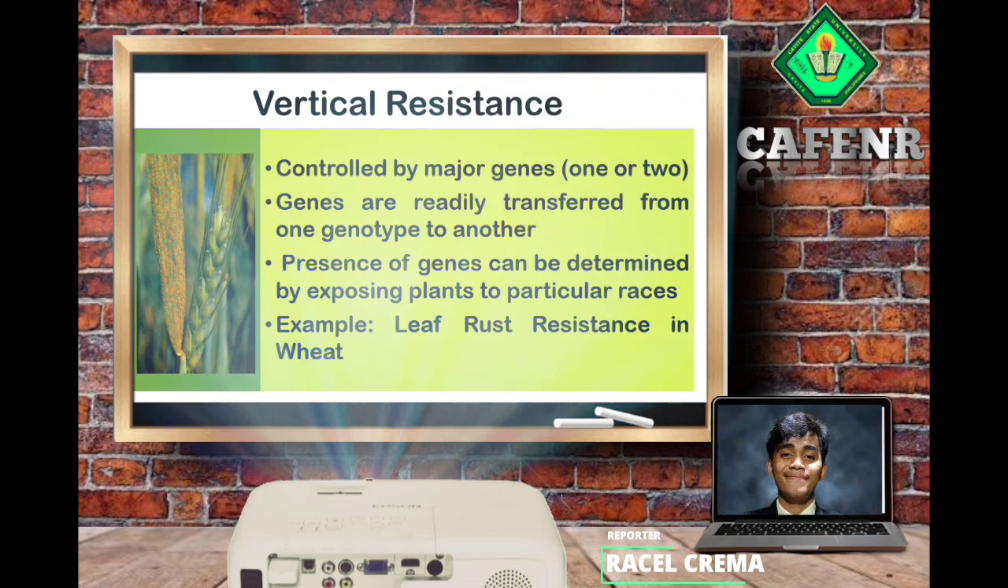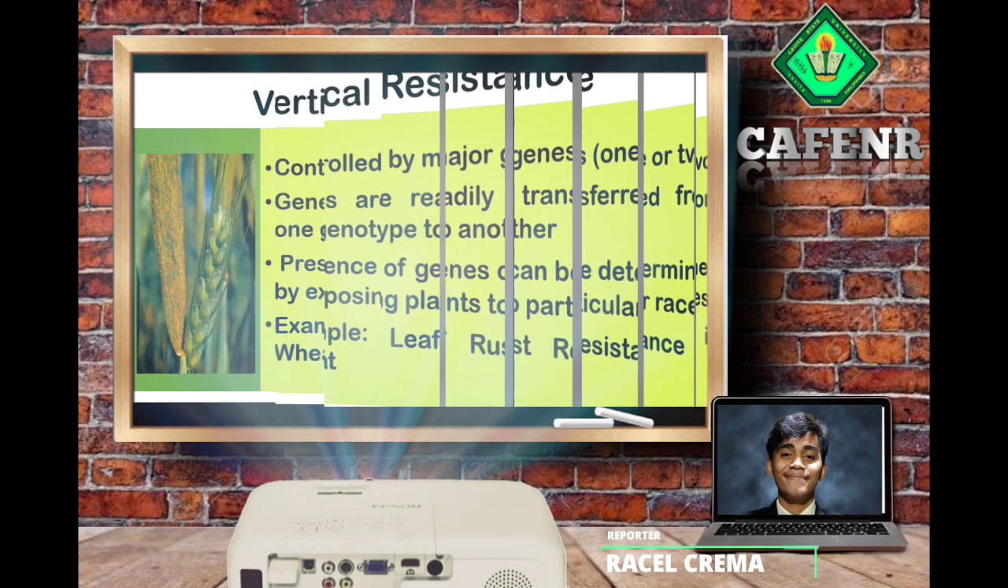Vertical resistance is controlled by major genes, one or two. These genes are readily transferred from one genotype to another. The presence of the genes can also be determined by exposing the plant to particular races. An example is leaf rust resistance in wheat.